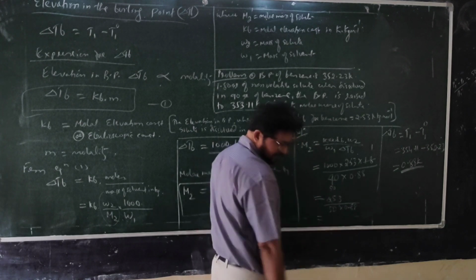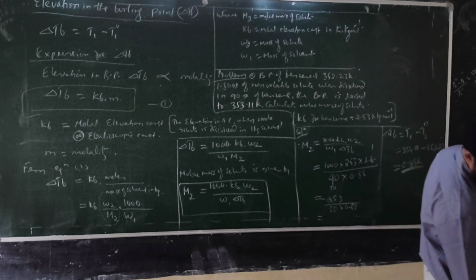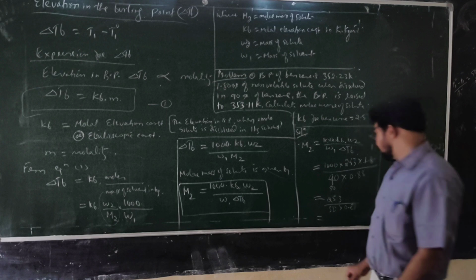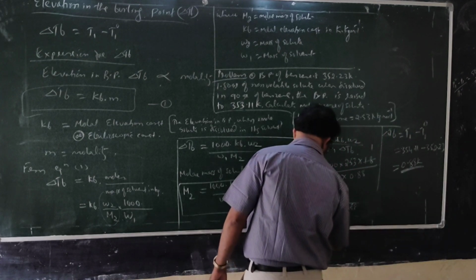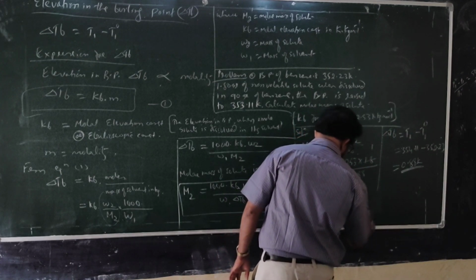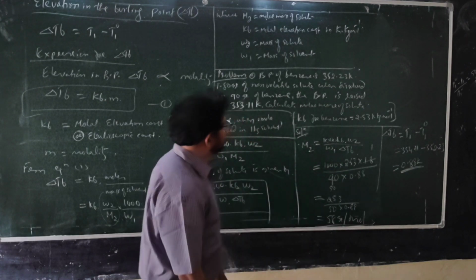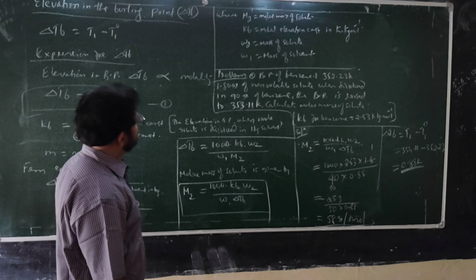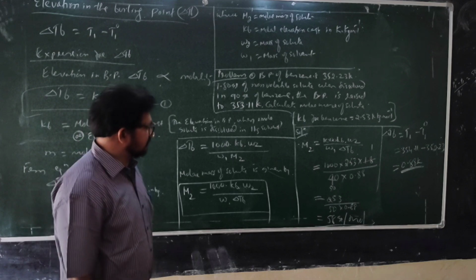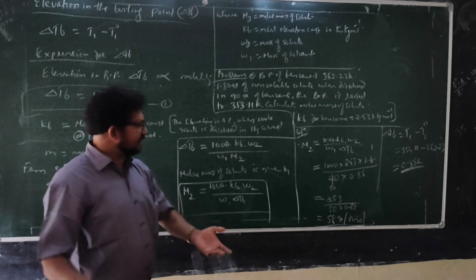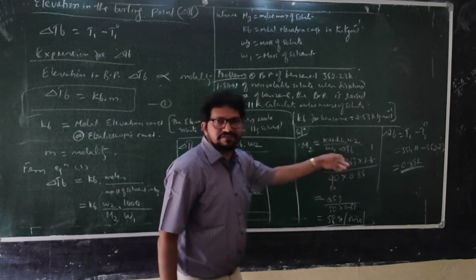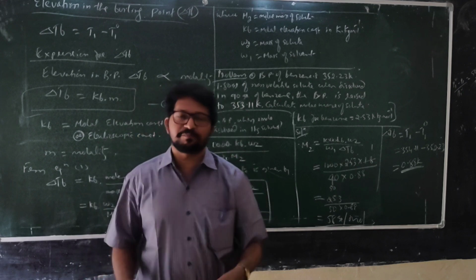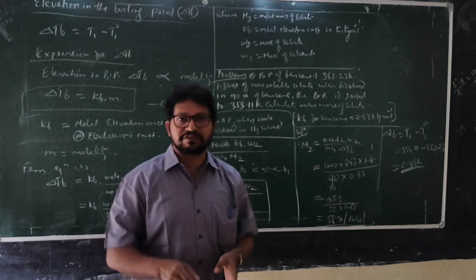The final answer I will write. Then do this in the calculator. 58 gram per mole. Okay? 58 gram per mole. This is what? The elevation. Sorry, molar mass of the solid. If molar mass is given, vice versa, you can also find elevation in the boiling point. If you know elevation in the boiling point, you can find boiling point of solution, because boiling point of solvent is constant.